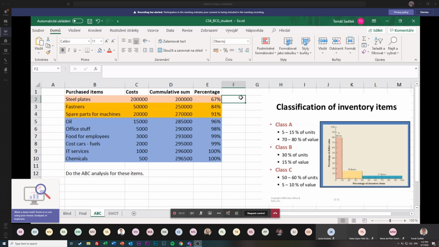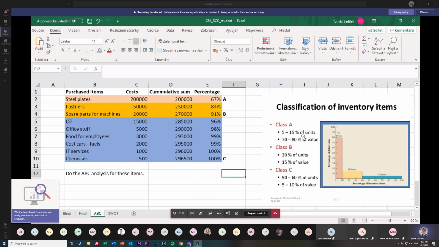Yeah, so then we can typically do more scenarios. One where the class is only up to 70%, another scenario for 80%, and so on. But if we do this for this small example between the A, B, and C, just a couple of items. So then the A items would be the steel plates with 67% of all costs. Then for B, there will be fasteners and spare parts for machines as the B items, and the C items, the rest of them.